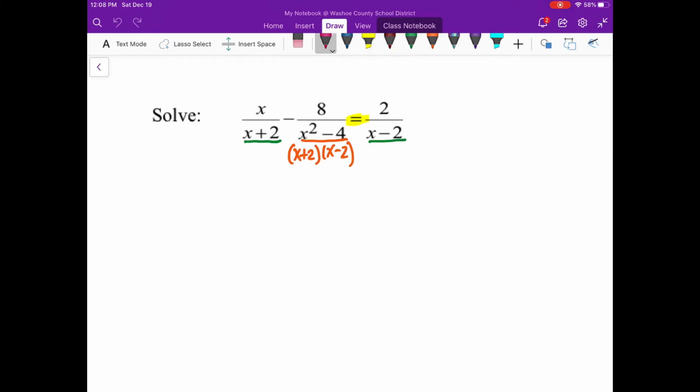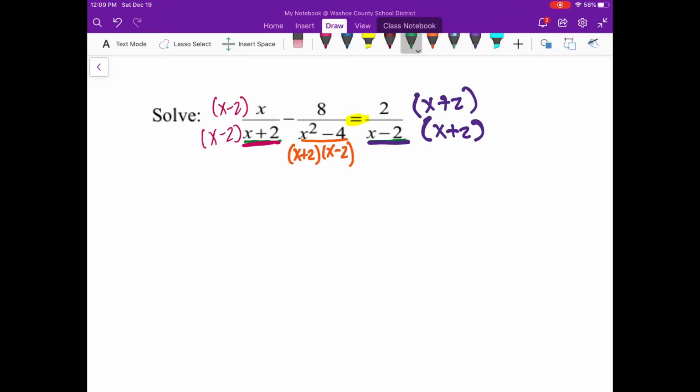So think about what each part is missing, okay? On this side, we have an x plus 2, like we stated at the beginning, which means this is missing an x minus 2. So I'm going to multiply both the numerator and denominator by x minus 2. On this side, this says x minus 2 already, so it's missing the x plus 2. So I'm going to be multiplying the numerator and denominator by an x plus 2. That middle one with the 8 doesn't need to be multiplied by anything, so I'm going to just leave it.